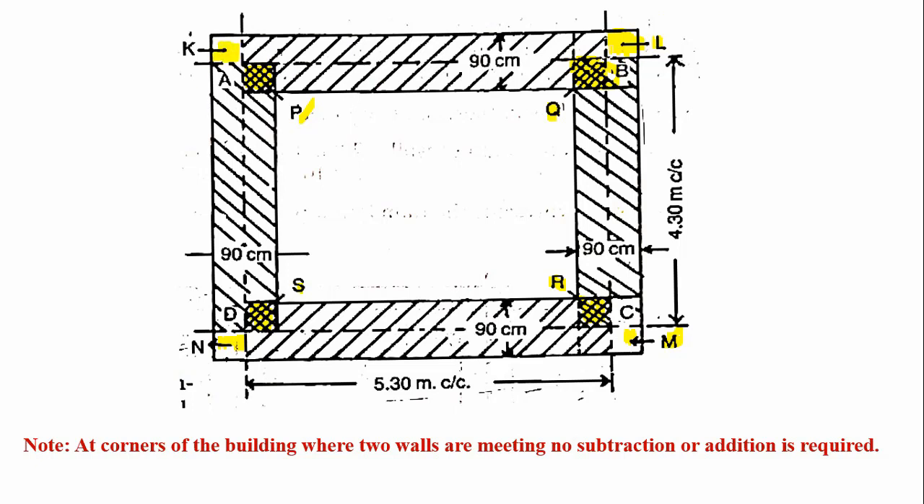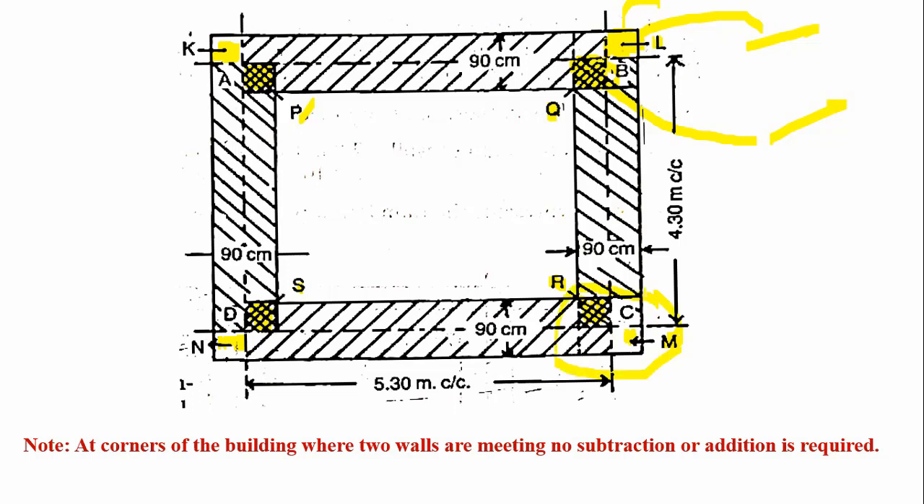If you see, this portion is coming twice and this portion is not included. Therefore this rectangular portion is equal to this, that is L is equal to Q. So here we are getting it twice and here we have not considered. So this is equal to this, and therefore this gets nullified. So at the corners of the building we are not going to have any problem.